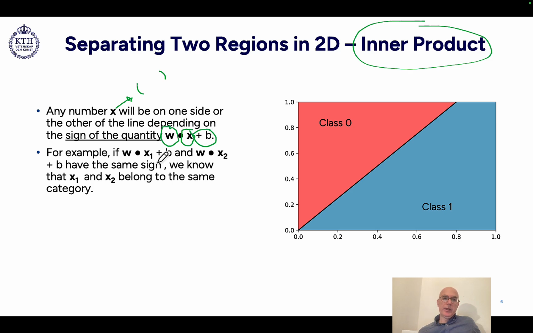So for example, if w inner product x1 plus b and w dot x2 plus b, where x1 and x2 are two points, have the same sign, we will know that x1 and x2 belong to the same category.